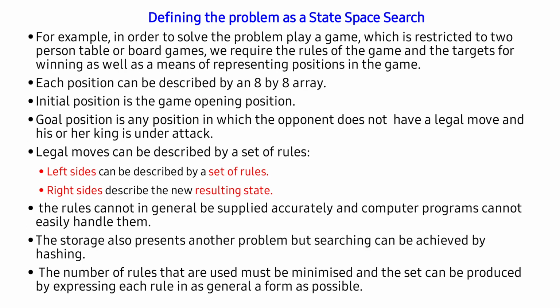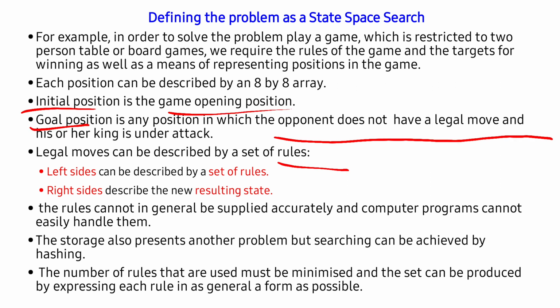For example, you can take the problem of playing games. Here we are going to solve the problem of chess. When you take a chess game, each position can be described by an 8 by 8 array. The initial position is the game opening position, and the goal position is the position in which the opponent does not have a legal move and his or her king is under attack. This will be your goal position. You can describe your set of legal moves in the form of rules, with the left side being the rule and the right side giving the new state.